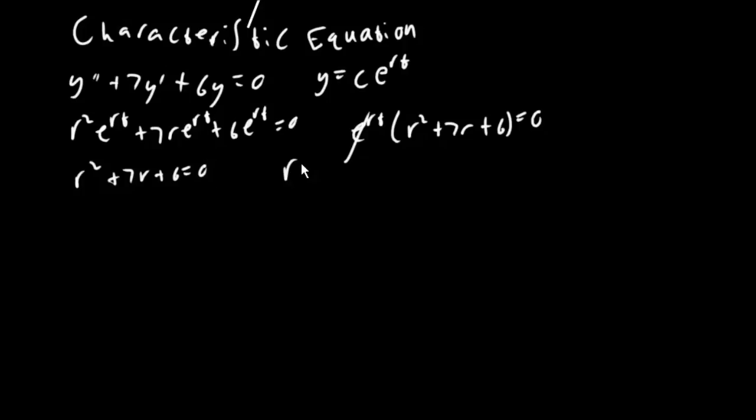Thus we get r is equal to negative 6, and r is equal to negative 1 for our solutions for r. And so by the law of superposition, which states that we have to add together all solutions to the differential equation to get the general solution, the general solution to this differential equation will be y is equal to c1 e to the negative 6t plus c2 e to the negative t.